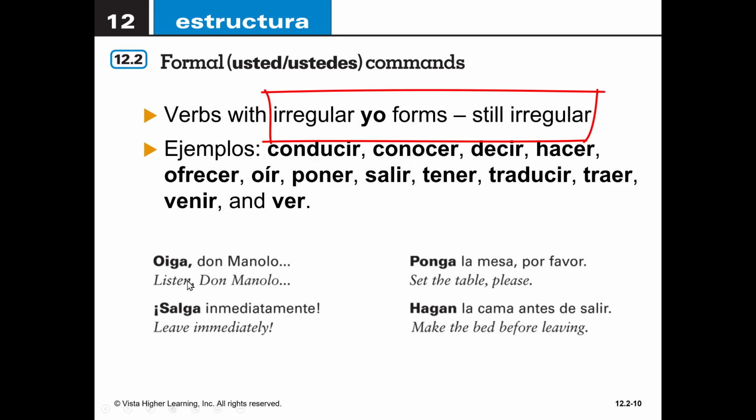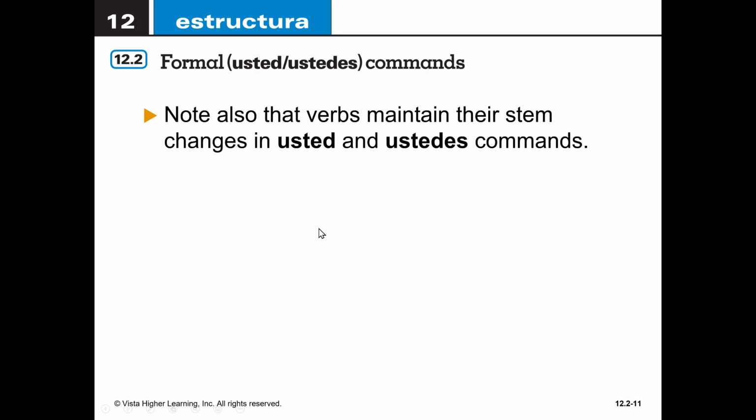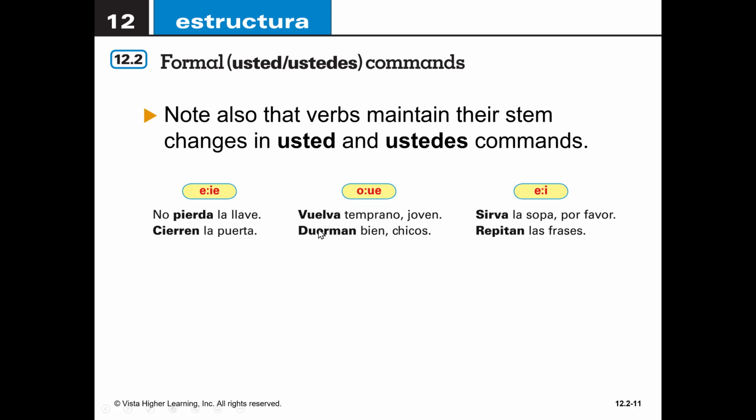Ejemplos: oiga, salga, ponga, hagan. So for all of those, the key is to make sure that you conjugate them in the yo form, present tense, and then add the appropriate endings. Stem changes. This is what I explained earlier. If they stem change in the present tense, they also stem change in the usted and ustedes commands.